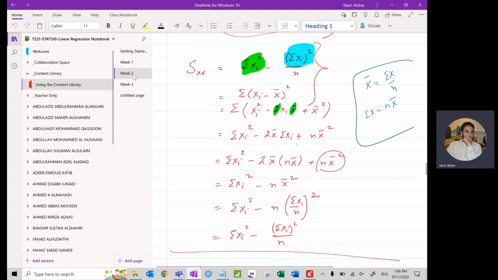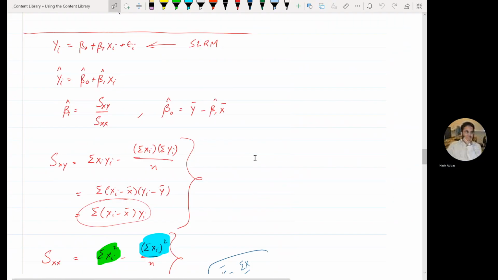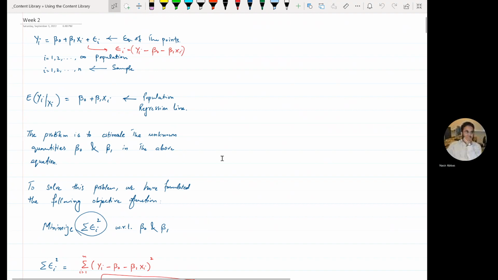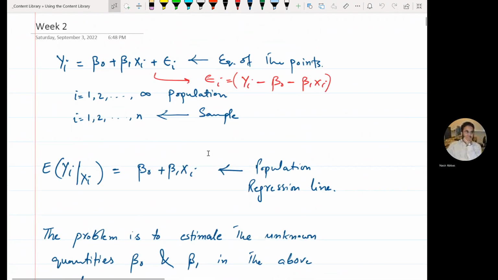Okay, let us review week number 2 and we will start exactly from where we left off. I'll go through week number 2 as a whole. In week number 2 and also in week number 1, we defined a simple linear regression model, which is this one at the top. This is the equation of a point.